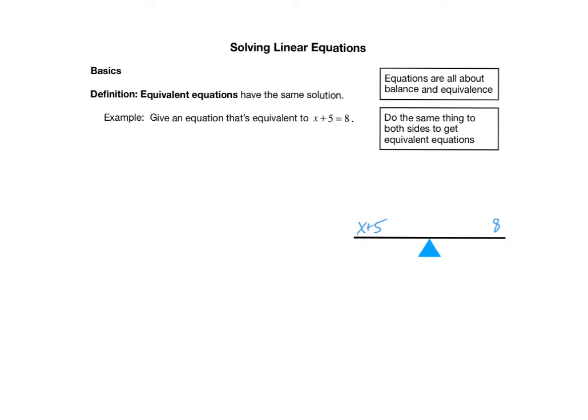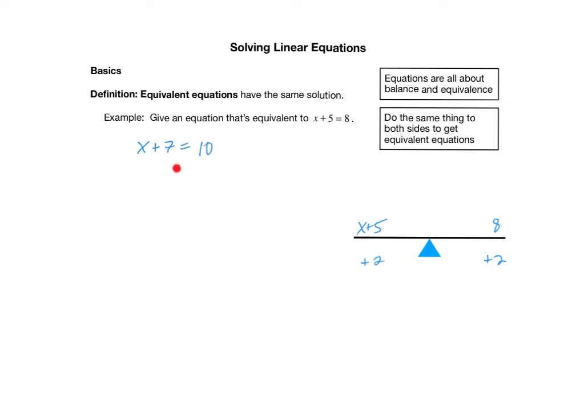So while many of you know how to solve this equation already, we're just going to play around and see the types of things that you could do. For example, we could add 2 to both sides. If you added 2 to both sides, you'd end up with x plus 7 on the left, and 8 plus 2 is 10 on the right.